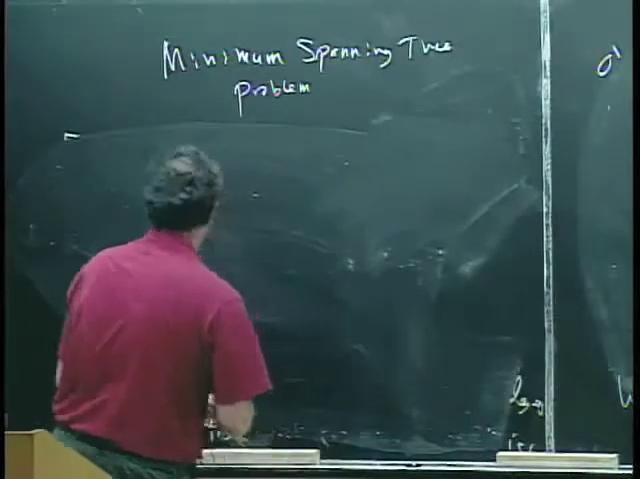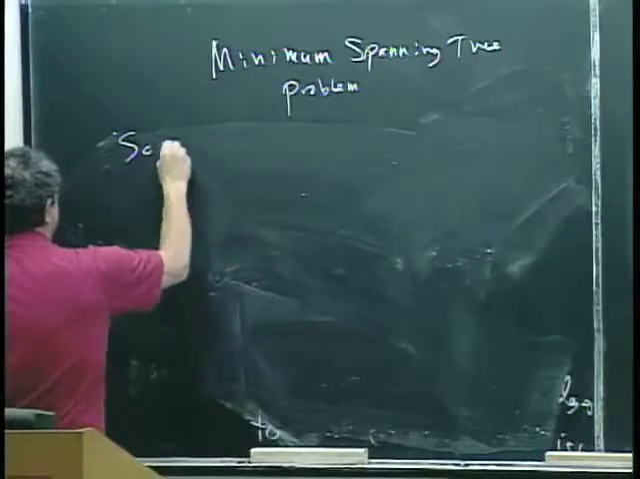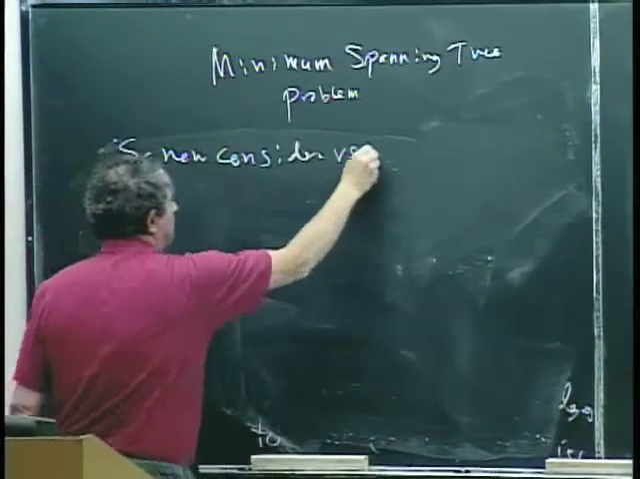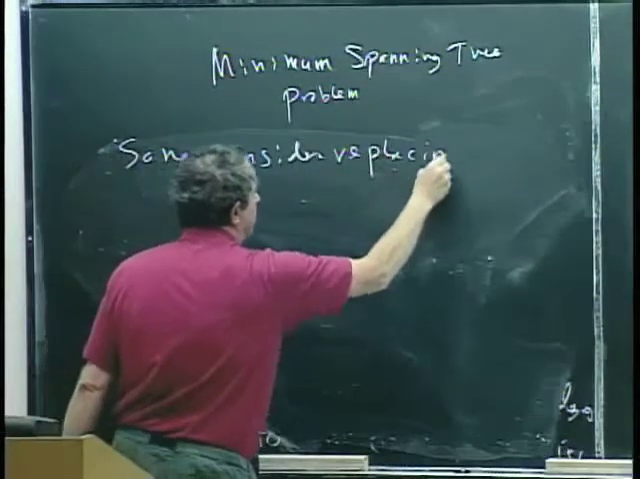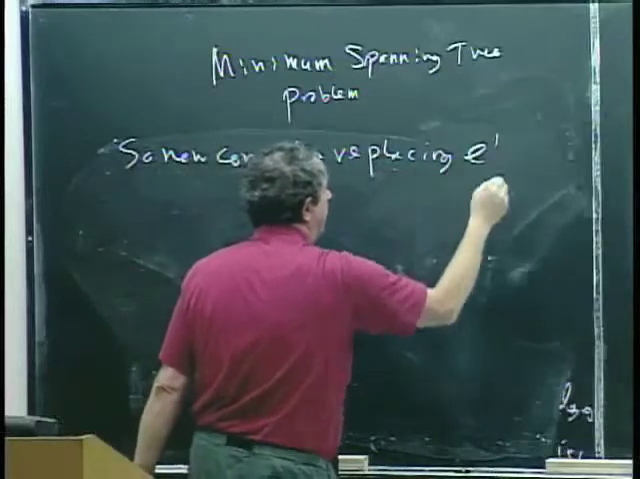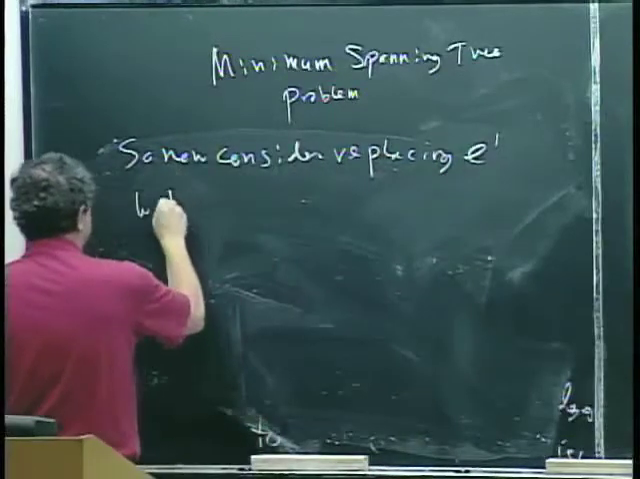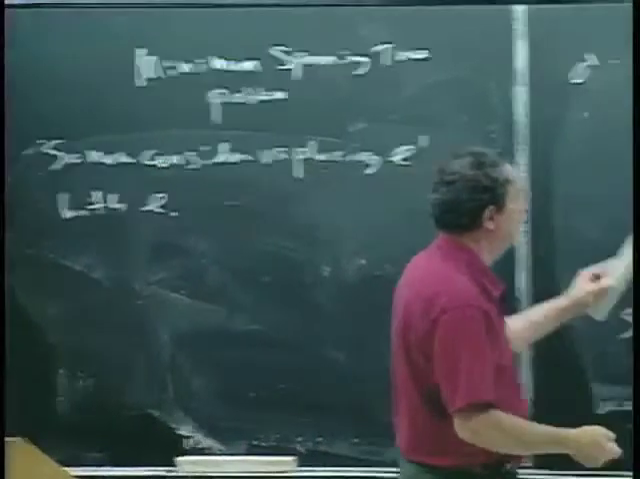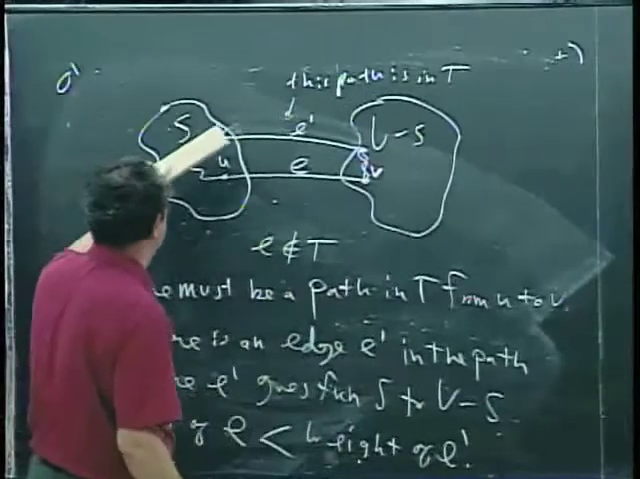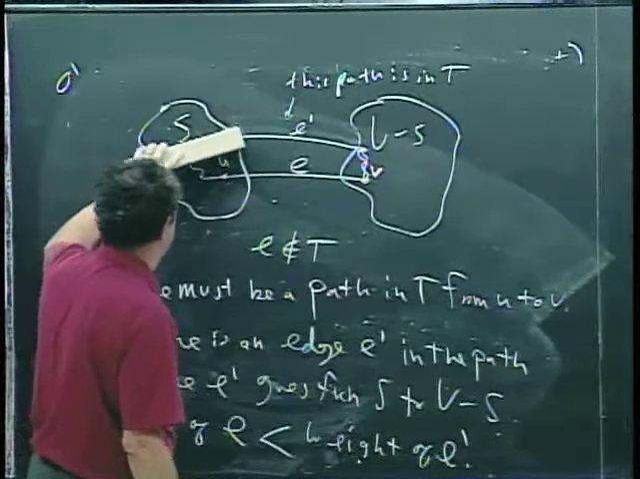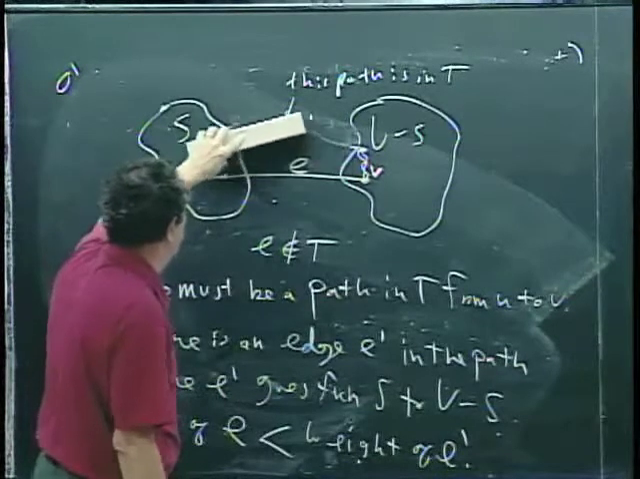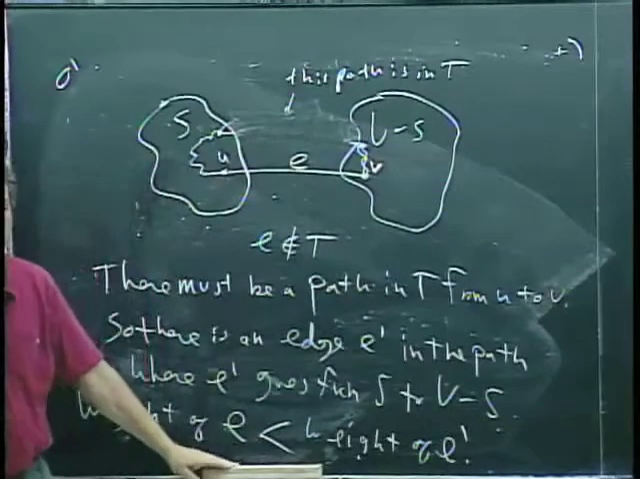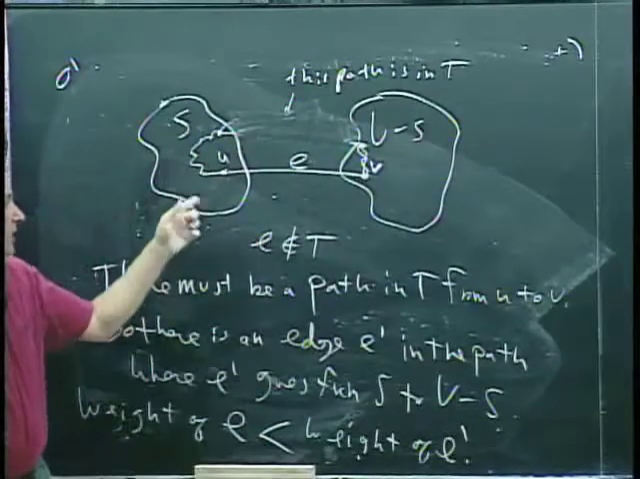Okay, so now consider replacing E prime with E. So you take the original tree T, but you now take E prime out and you add E in. Question: is this now a spanning tree?